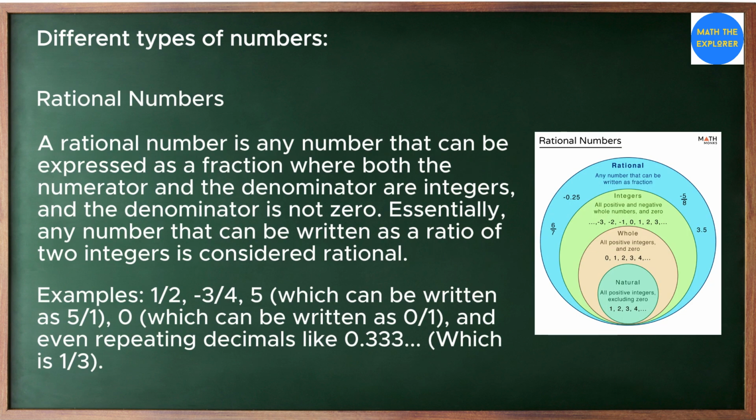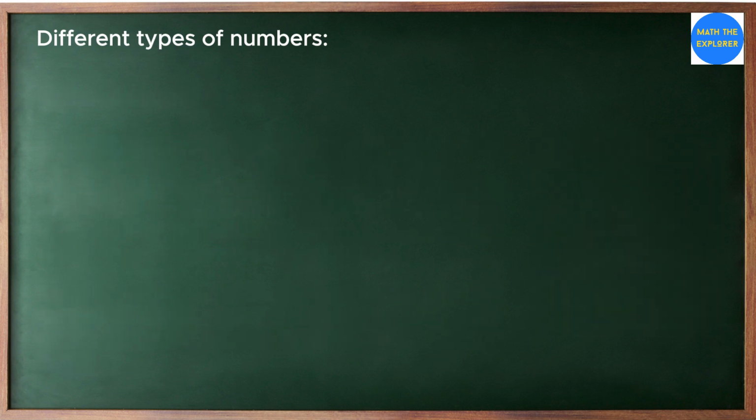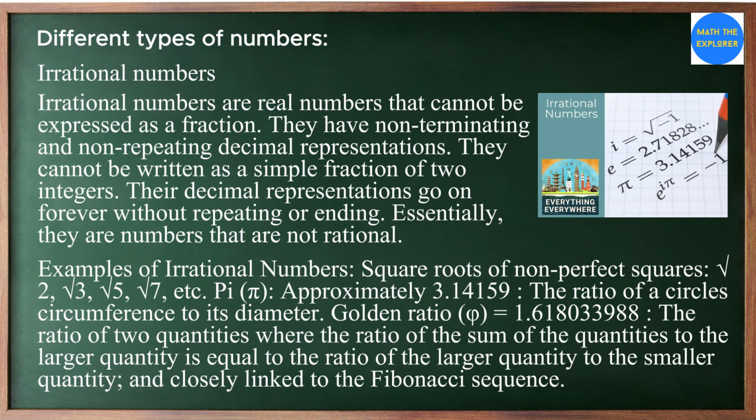Next is rational numbers. A rational number is any number that can be expressed as a fraction where both the numerator and the denominator are integers and the denominator is not 0. Essentially, any number that can be written as a ratio of two integers is considered rational. Examples: 1/2, -3/4, 5, which can be written as 5/1, 0, which can be written as 0/1, and even repeating decimals like 0.333, which is 1/3.